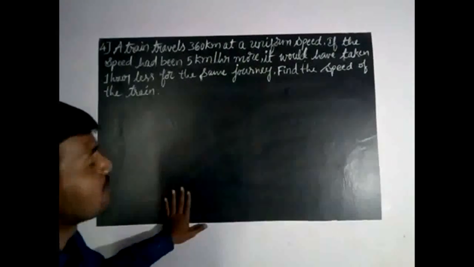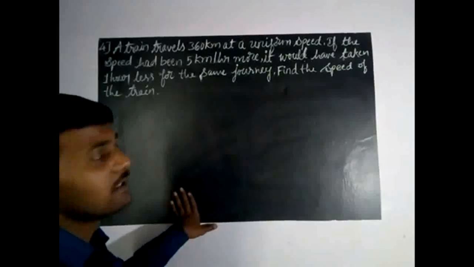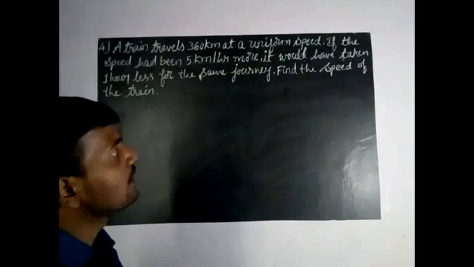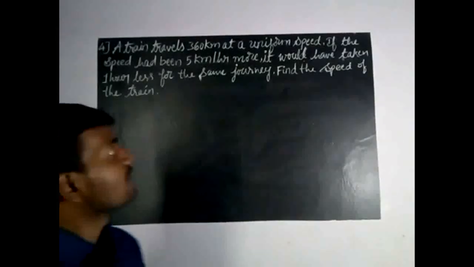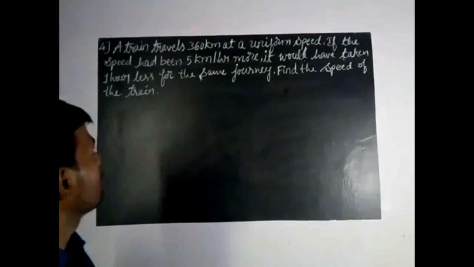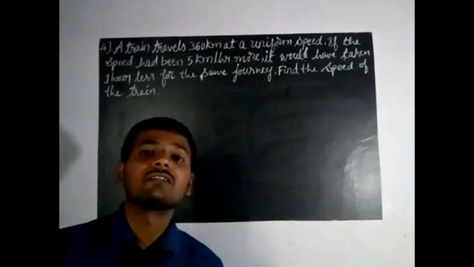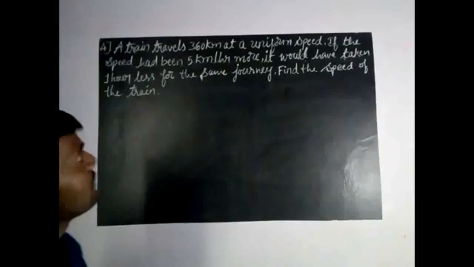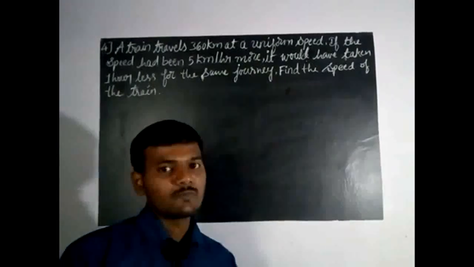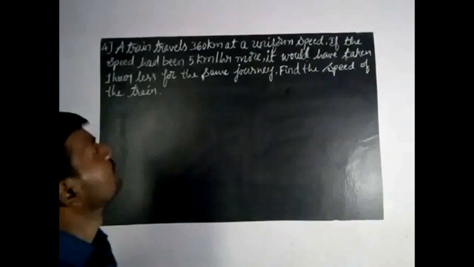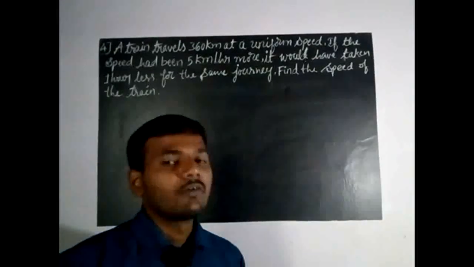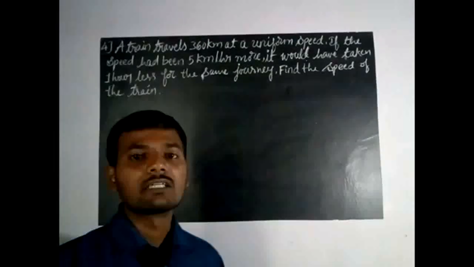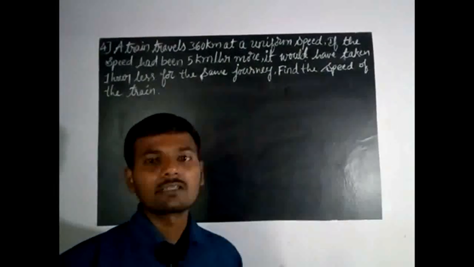A train travels 360 km at a uniform speed. If the speed had been 5 km more, it would take 1 hour less for the same journey. Find the speed of the train. Here we need to find the speed of the train. What is given is that the train travels 360 km at a uniform speed. If the speed is 5 km per hour more, then it takes 1 hour less to reach the destination.